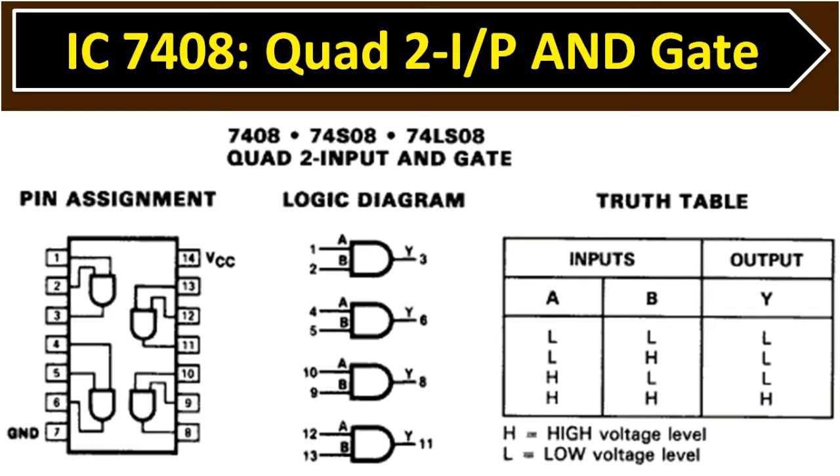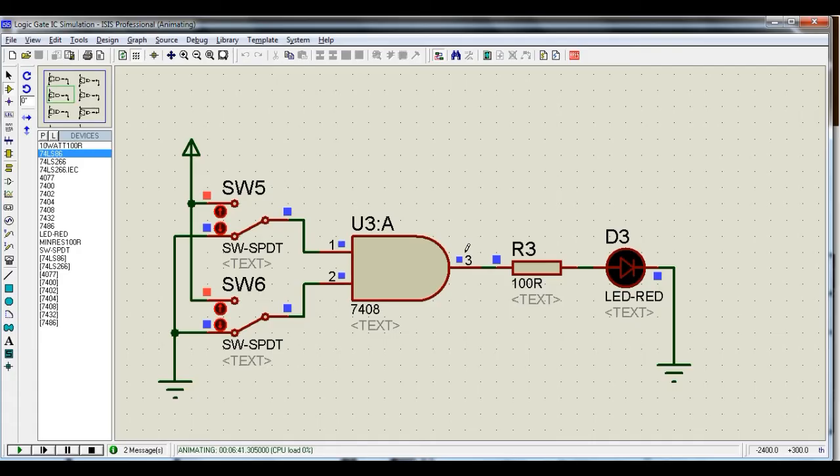Okay, so this is our 7408 IC. Here you can see 7408. Now for A equal to 0 and B equal to 0, output is 0. Now A equal to 0, B equal to 1. You can see here the blue dot indicates logic 0 and the red dot indicates logic 1. So the output of the AND gate is still 0 because it is a blue dot. So output is here 0.